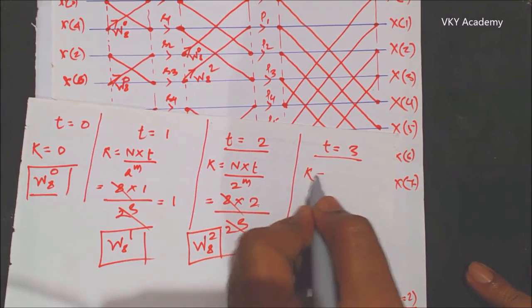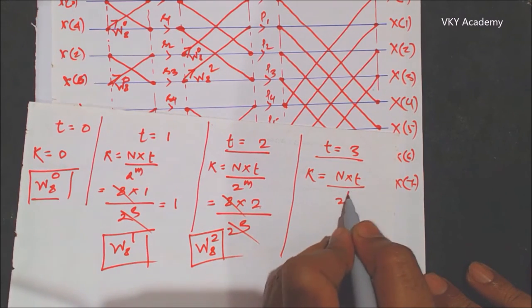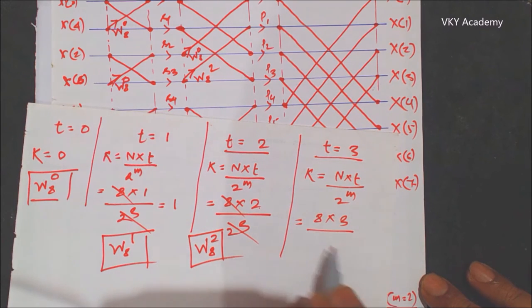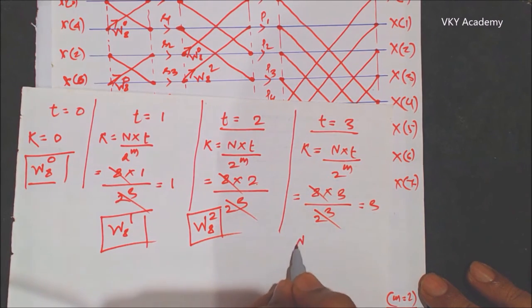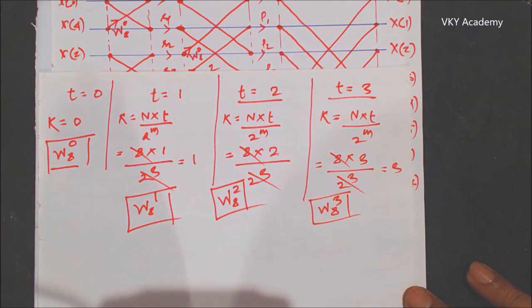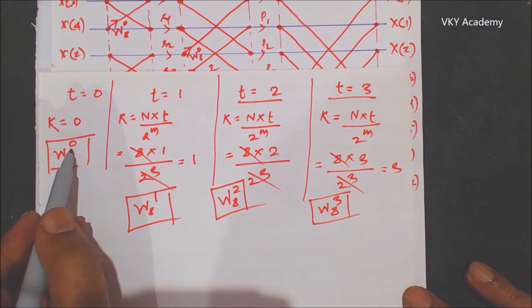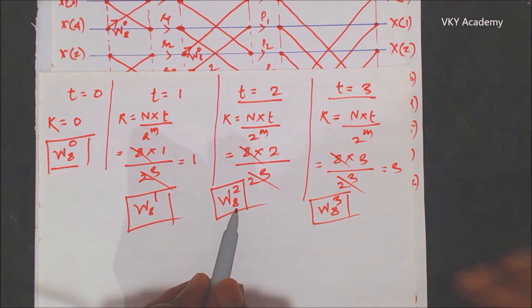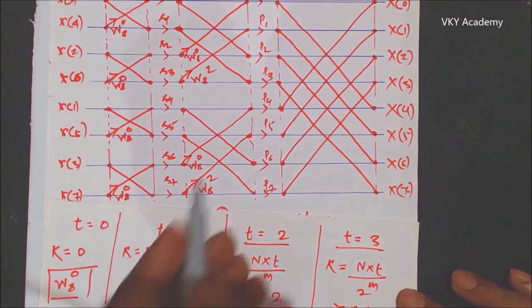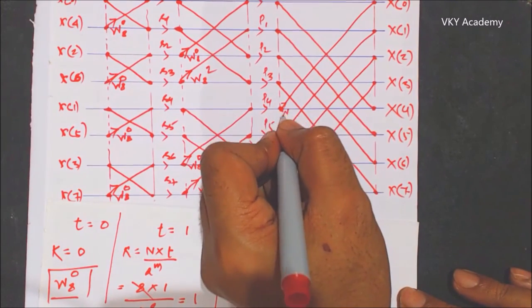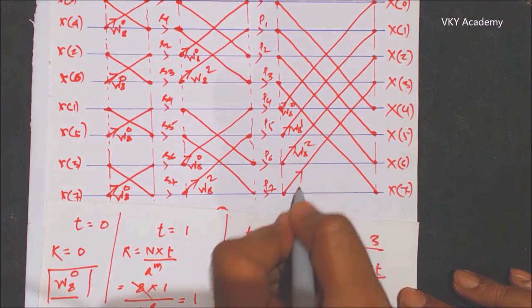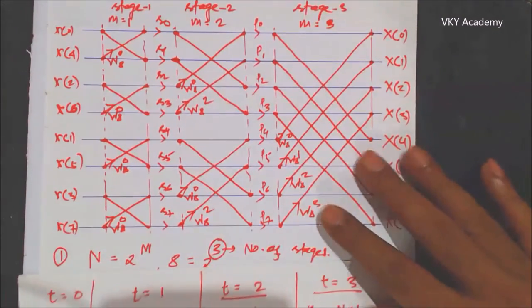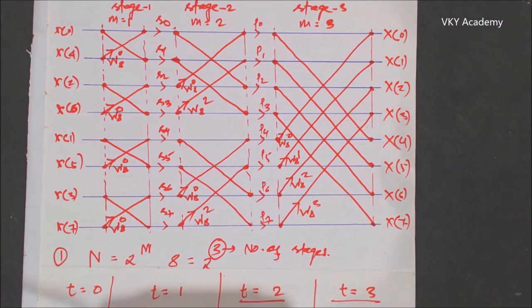And for t equal to 3, k is equal to N into t by 2 to the power small m. N is 8, t is 3, and this one is 2 to the power 3. So 8 and 8 cancel out, k is equal to 3. So my twiddle factor will be W8 to the power 3. So for the final stage, I have 4 twiddle factors: W8 to the power 0 for first butterfly, W8 to the power 1 for second butterfly, W8 to the power 2 for third one, and W8 to the power 3 for fourth one. So let us locate the twiddle factors. This is W8 to the power 0, W8 to the power 1, W8 to the power 2, and finally W8 to the power 3. So this is how we can design the butterfly for 8-point DIT-FFT.